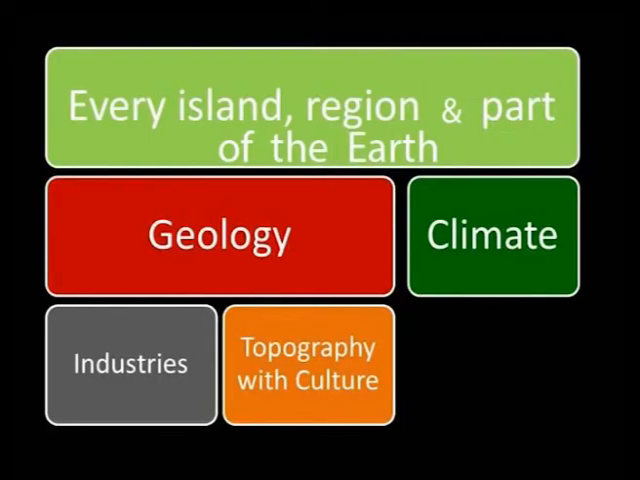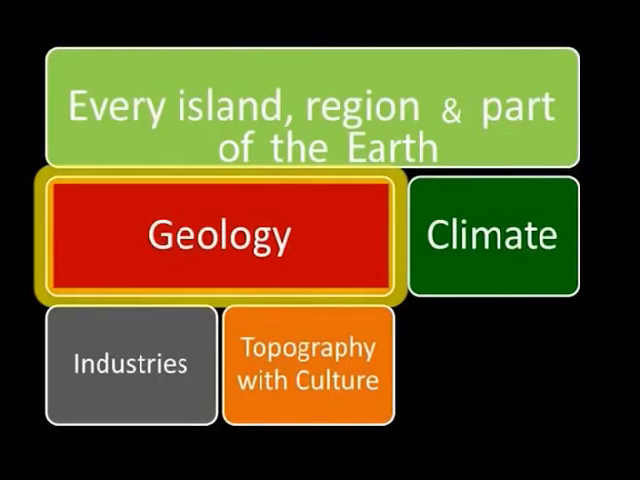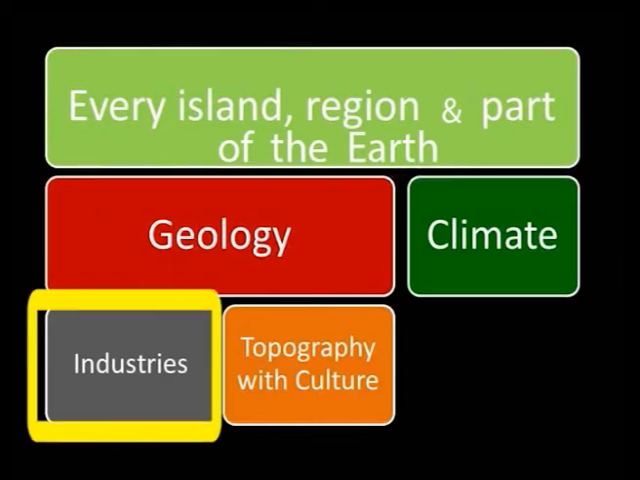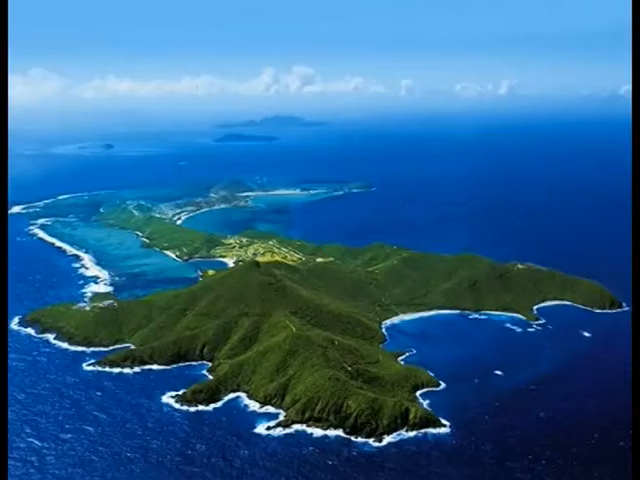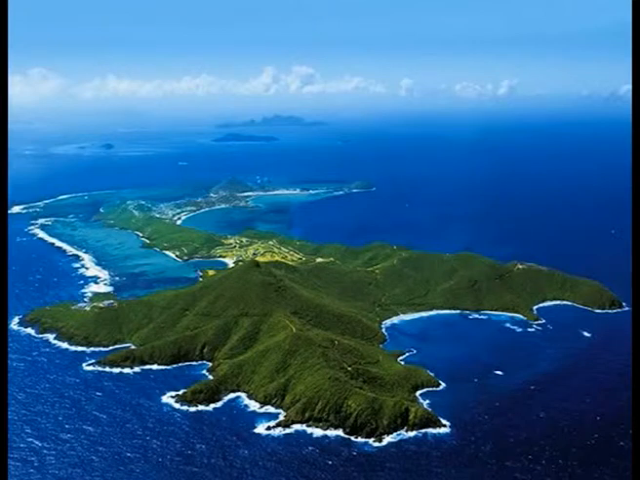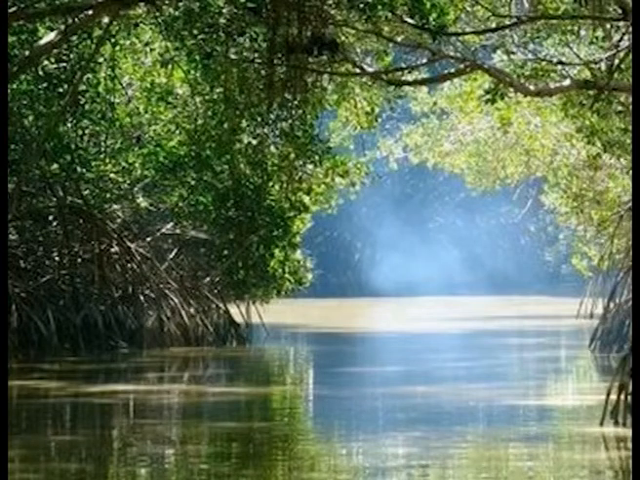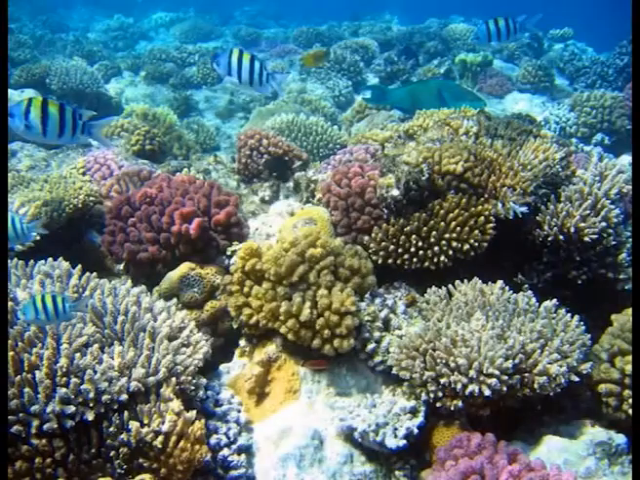Every island, region, and part of the earth has its own geology, climate, industries, and topography with culture. In it, due to some effects of the climate, comparable challenges could come to every island community found in both the Pacific and Caribbean, with higher sea levels and more energetic tropical storms and warmer, acidic coastal water. Mangrove forests and coral reefs are facing stress from mankind due to pollution, which is making them sensitive to the climatic changes.